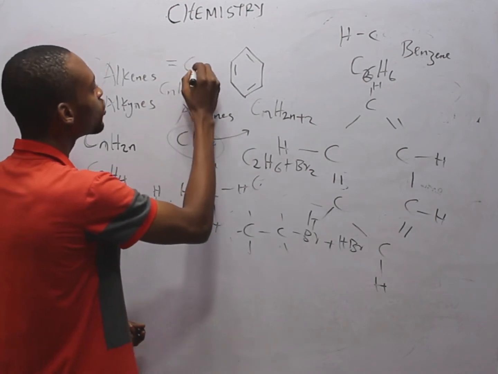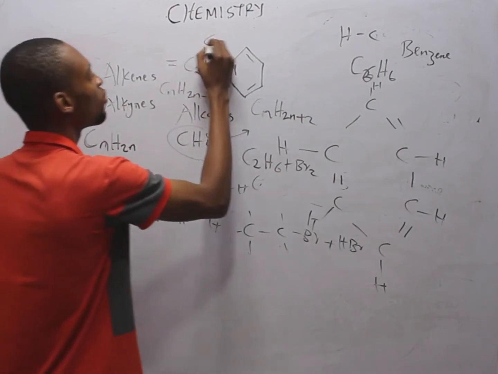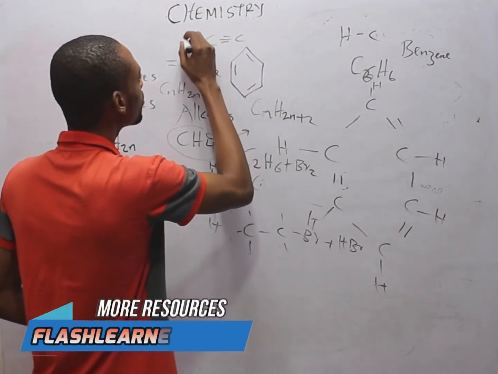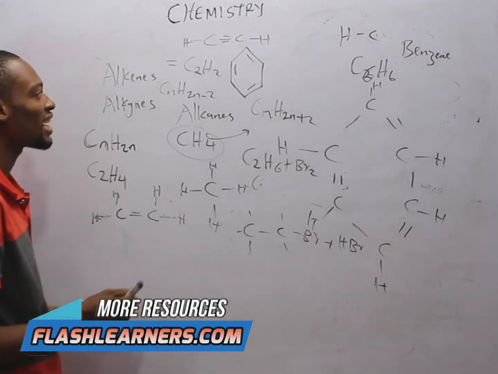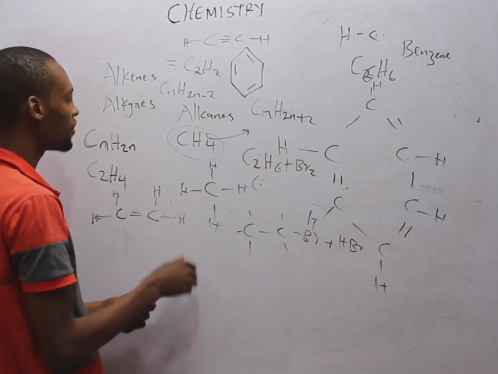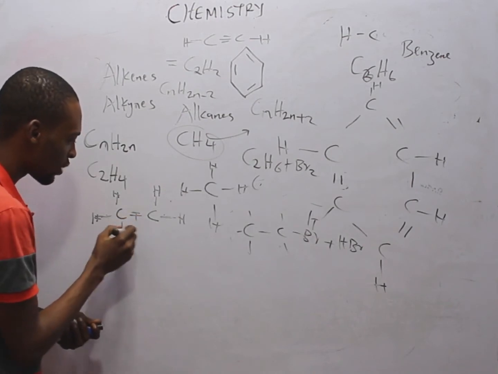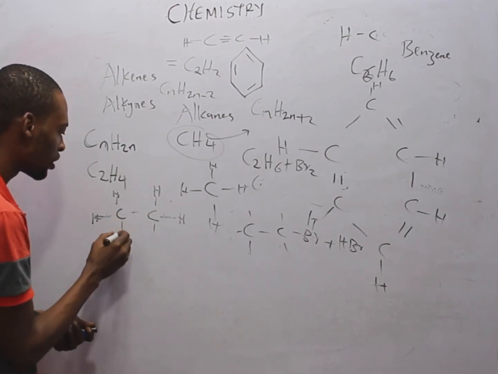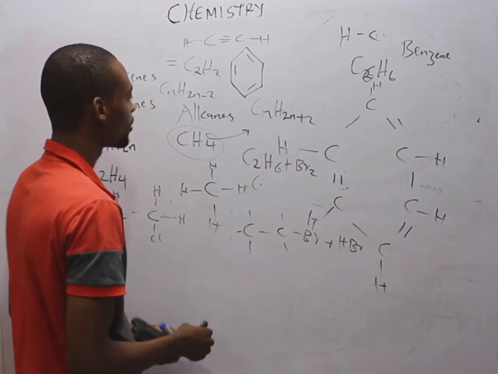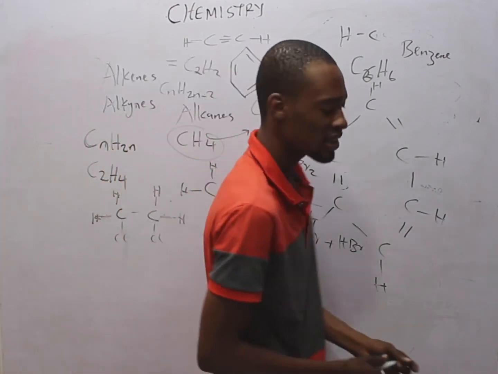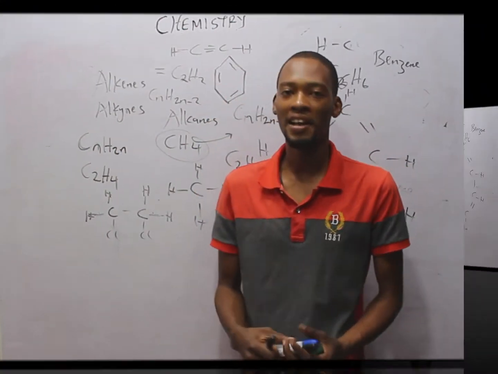So if n is 2, C2H(4 minus 2), which is 2. They are unsaturated, so they can carry out addition reaction. If this is reacting with chlorine, chlorine can come here and break this bond, 1 here, 1 here, to give you dichloroethane. So that is the summary of hydrocarbons: alkanes, alkenes, and alkynes.